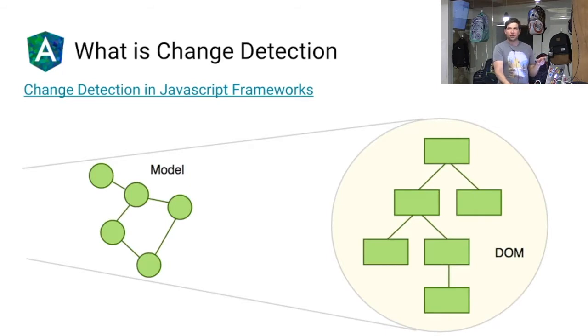There's a really great blog post about change detection in JavaScript frameworks. It's linked off the slides. But basically, this is the way we're going to think about it for the rest of this talk. You've got your model on one side, which is just a bunch of JavaScript objects that are all connected in some way, and then a DOM representation of that application state.